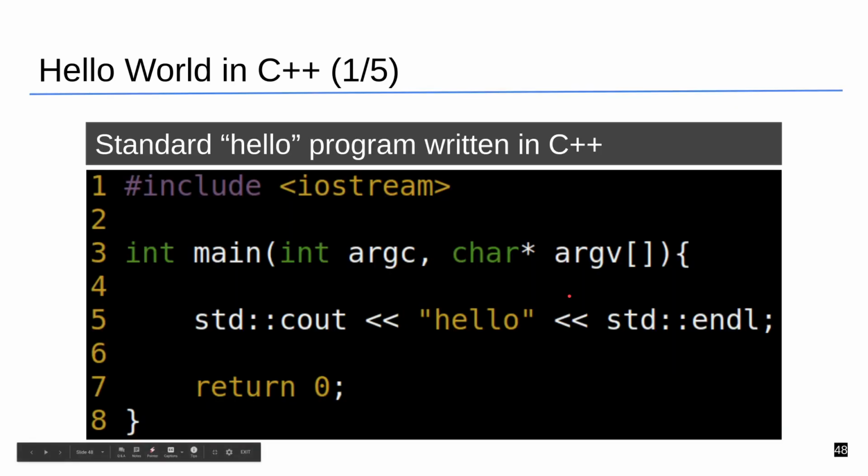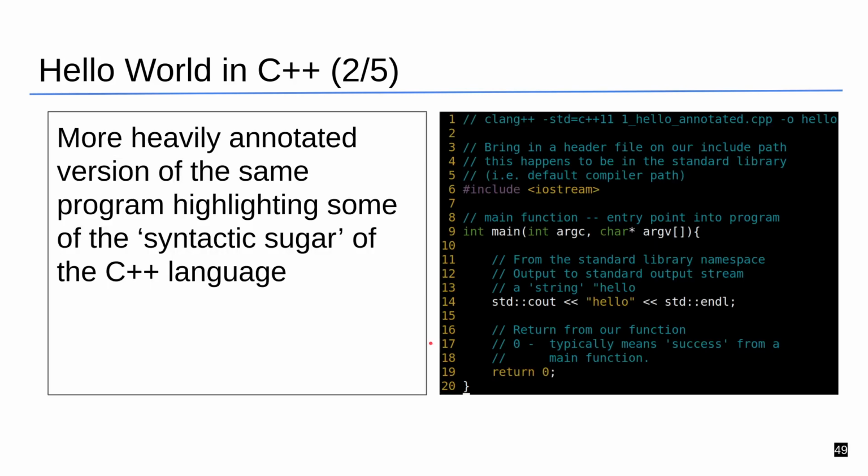Your hello world in C++ looks like the following, where you include a library here. You have a main function that can take some arguments when you actually run the program, and you can print out from the standard library. This is your cout, hello, and then standard end line here. Here's a more heavily annotated version of the same program with some of the syntactic sugar of the C++ language explained.